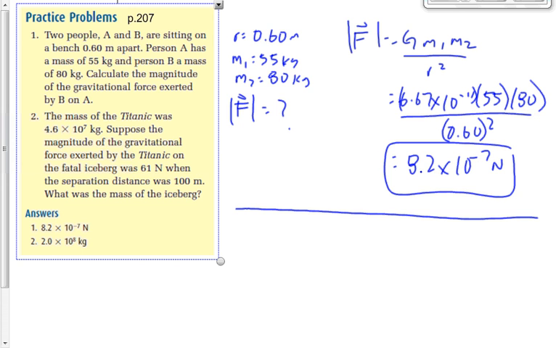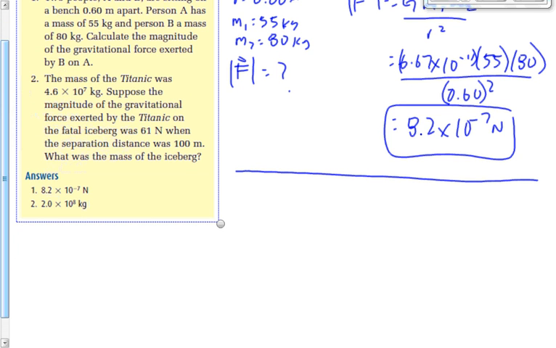It says the mass of the Titanic was 4.6 times 10 to the 7 kilograms. Suppose the magnitude of the gravitational force exerted by the Titanic on the fatal iceberg was 61 newtons. That's actually a big force. 61 newtons is a very, very measurable force.